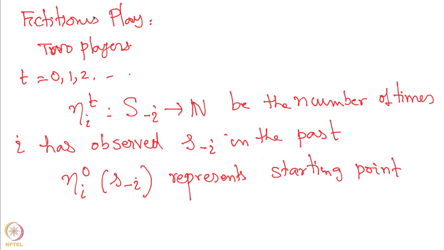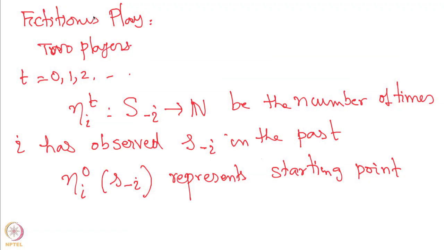So this is the starting point at time t equals 0, we have no past information, so we consider this as a starting point. This eta_i^t is basically the number of times i has observed s_{-i}. Therefore the players choose action in each period to maximize the period's expected payoff given their prediction.